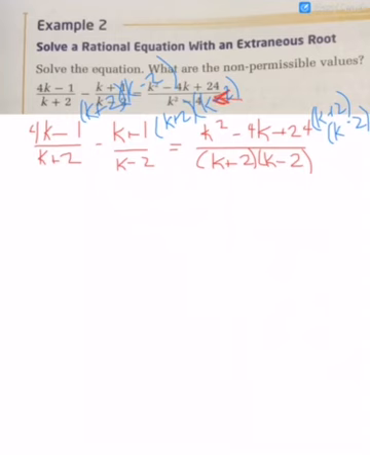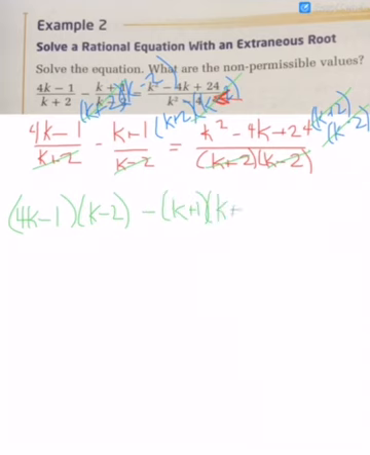Then we're going to look and see what can cancel. So the k plus 2 is going to cancel from the first part, the k minus 2 will cancel from the second part, and both k plus 2 and k minus 2 will cancel from the third part. So we'll be left with 4k minus 1 multiplied by k minus 2, subtract k plus 1 multiplied by k plus 2, and then on the other side equals k squared minus 4k plus 24.